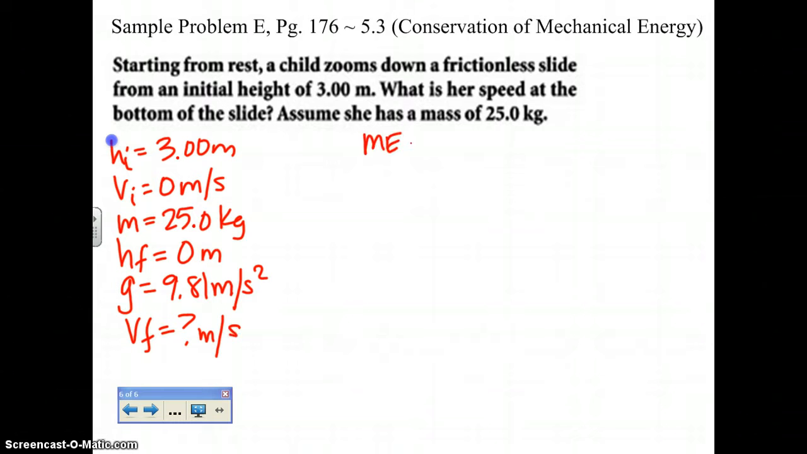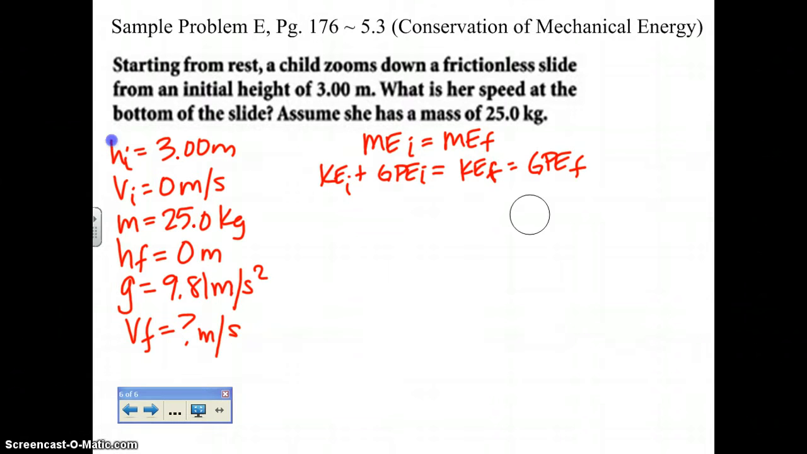So you want to start off with MEi equals MEf. And you want to be very specific here, guys. KEi plus GPEi equals KEf plus GPEf. It's not elastic potential energy, it is gravitational potential energy that we're talking about. Can you immediately cross any of these out? Yes, you can. Oh, I apologize, that should say plus.